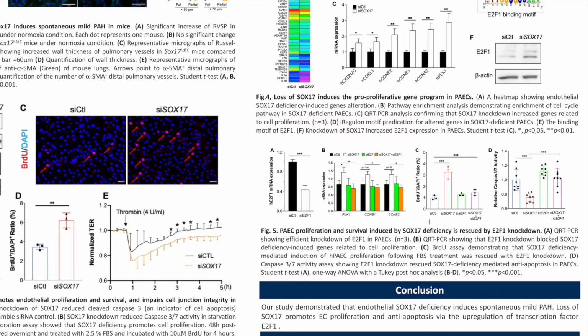BrdU shows the cell proliferation. SOX17 knockdown can increase the cell proliferation, and E2F1 SOX17 double knockdown can normalize the cell proliferation. Caspase 3/7 indicates the cell apoptosis. SOX17 knockdown can decrease the cell apoptosis, and SOX17 E2F1 double knockdown can normalize the cell apoptosis.